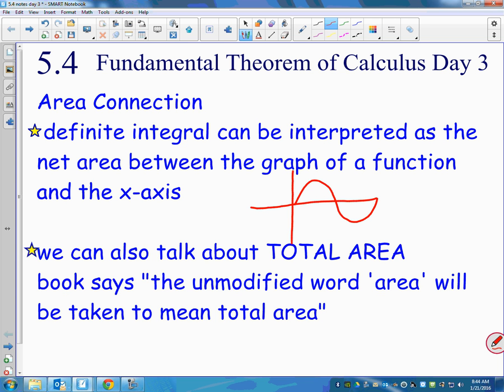Your book says this: that the unmodified word area will be taken to mean total area. I'm not a big fan of your book saying this. I think that's a lie, because on the AP test, they always say find the total area if they want you to find total area as opposed to net area. So put that in there just because it says that in your book, but I'm going to always say find total area.